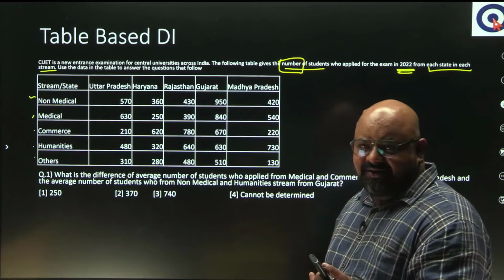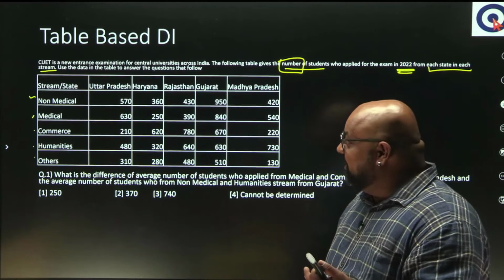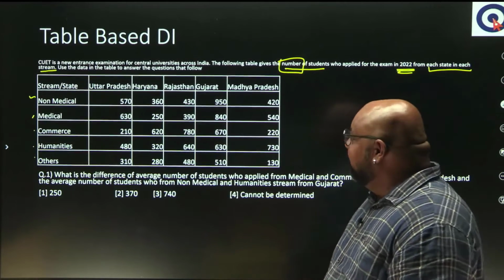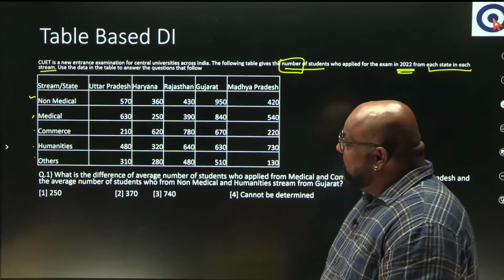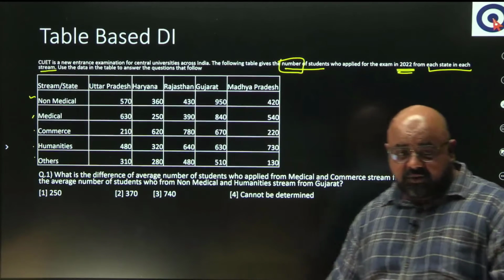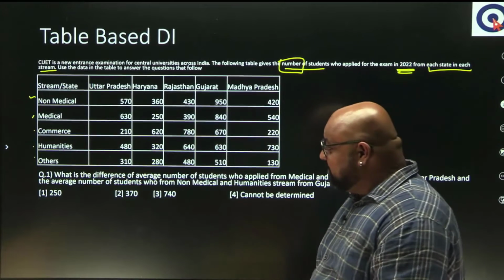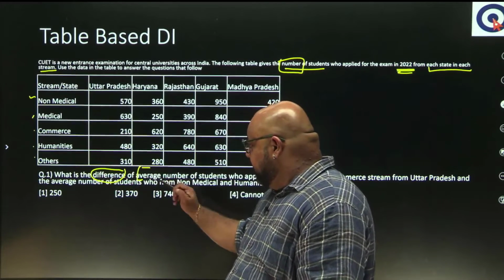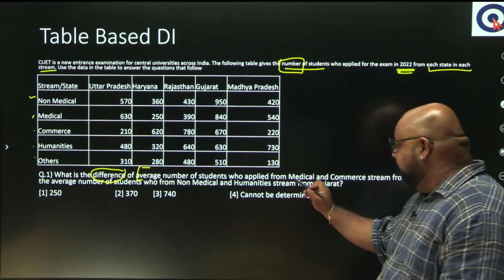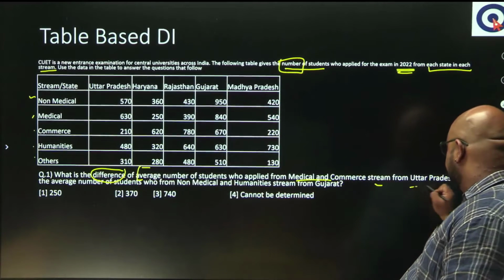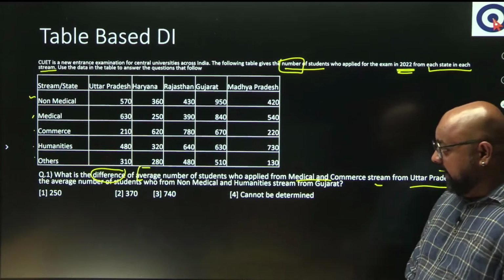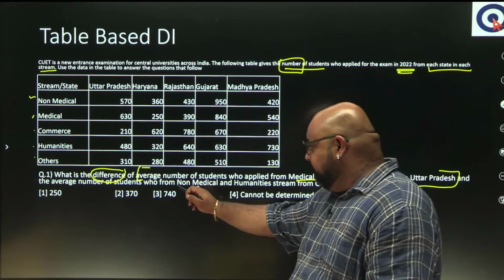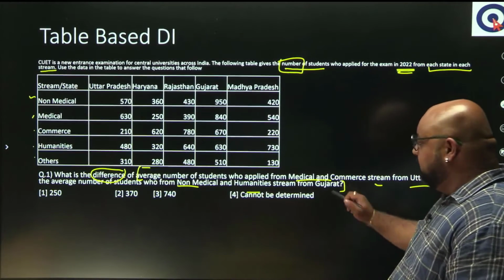Rajasthan is about 48,000. Haryana is again maybe 60 odd thousand. So, yeah. Use the data in the table to answer the questions that follow. Great. So, what is the question that is following? The first question says, what is the difference of average number of students who applied from medical and commerce stream from UP and average number of students who applied from non-med and humanities from Gujarat?